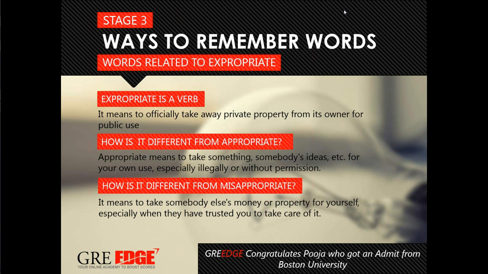Say misbehavior, the root word is behave, the prefix is mis. That is when some not appropriate behavior has happened to you. That is called misbehavior, right? So misappropriate means to take somebody else's money or property for yourself, especially when they have trusted you to take care of it. Masoom is asking me the parts of speech. Masoom, why don't you try? Let me see. What is the parts of speech of the word misappropriate?